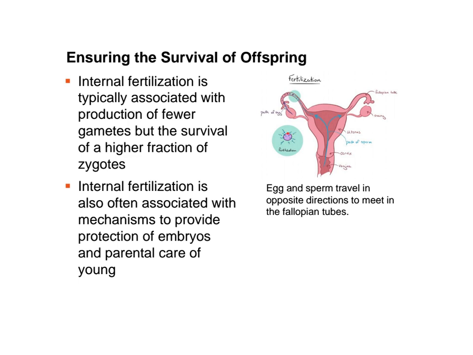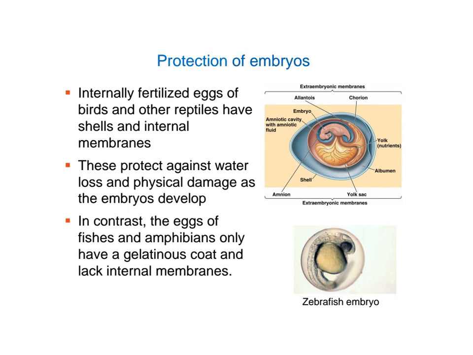So, of course, this fertilized egg is considered a zygote. It's diploid, right? It has the full complement of chromosomes. And in subsequent slides, we'll look at the fact that internal fertilization is often associated with mechanisms to provide protection of embryos, such as the shell of an egg for a bird or reptile, and also parental care. So with animals that live on land, there's generally a bigger investment with each fertilized egg. Internally fertilized eggs of birds and reptiles have shells and internal membranes.